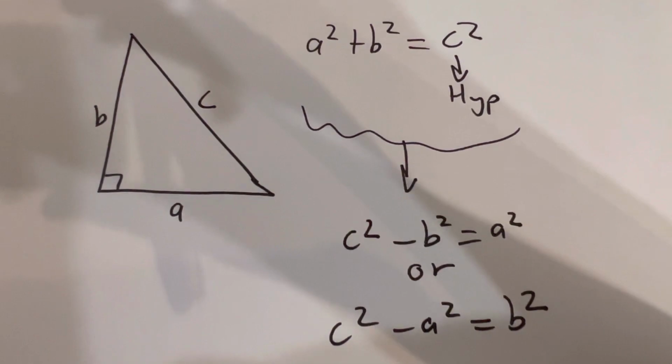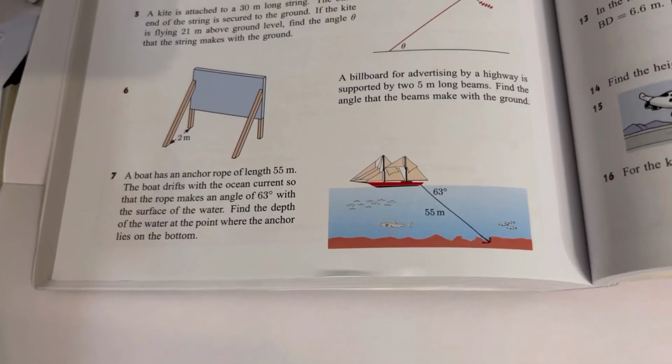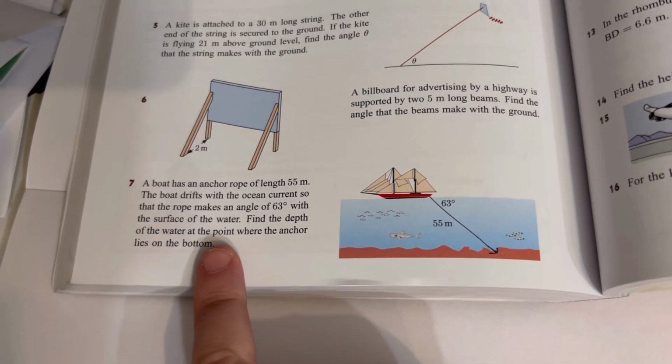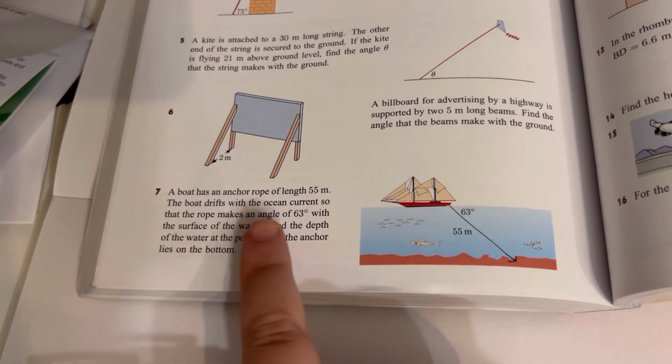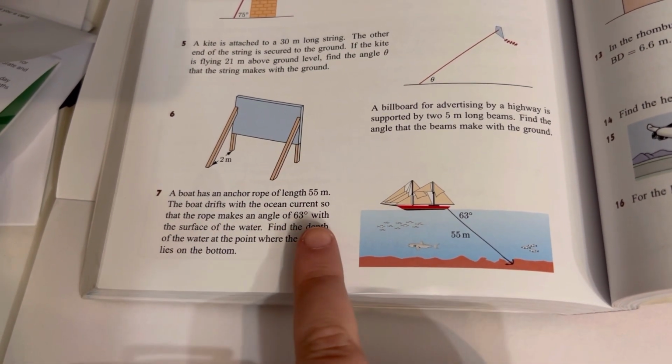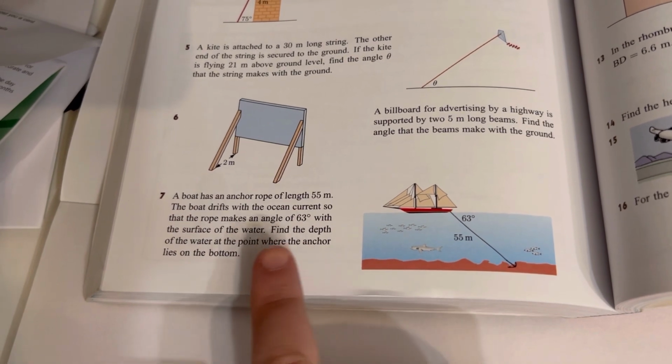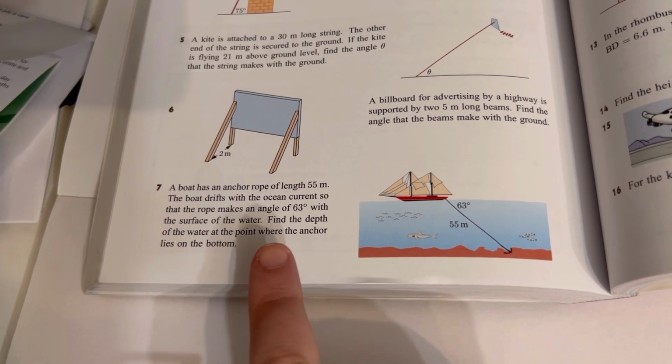We're going to go over a worded question next. So this is a worded question that we're looking at. A boat has an anchor rope of 55 meters. Boat drifts in the ocean current, so the rope makes an angle of 63 degrees with the surface of the water. Find the depth of the water at the point where the anchor lies on the bottom.